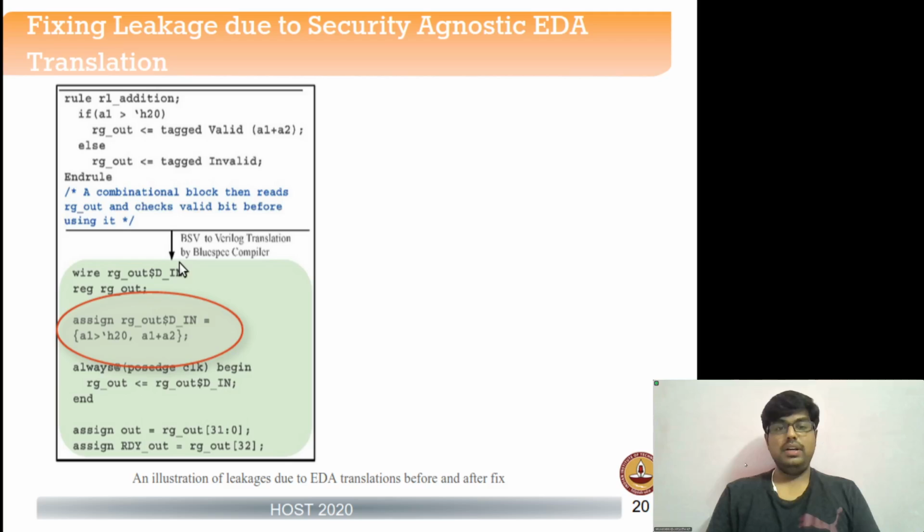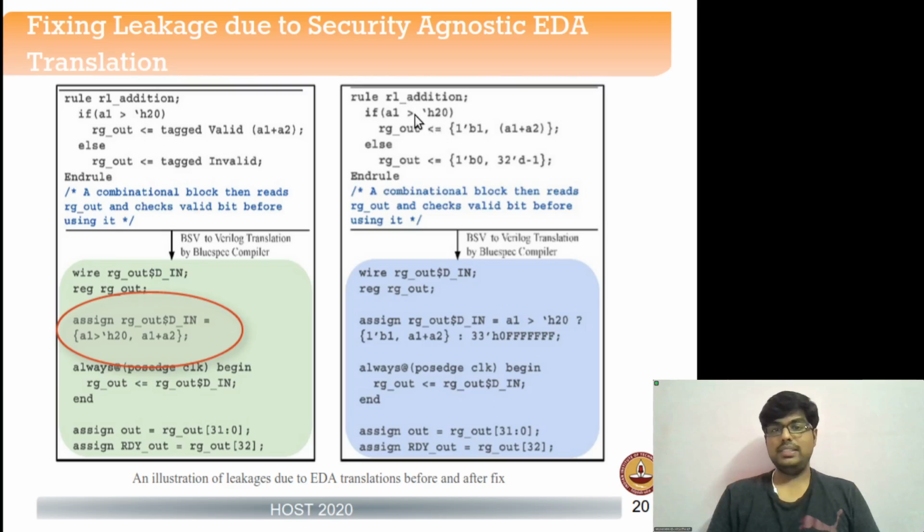When it is converted to SystemVerilog by the BlueSpec compiler, this is how this piece of logic is realized. This register RG out is assigned this condition as a flag bit, followed by the A1 plus A2 value. So irrespective of this condition being 1 or 0, this value will always get stored in this register RG out. So we corrected this as follows.